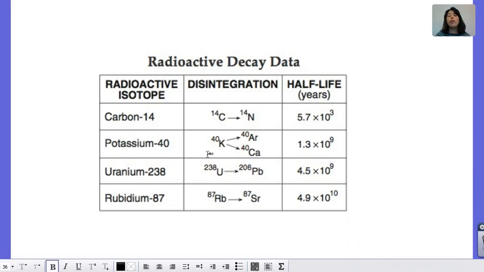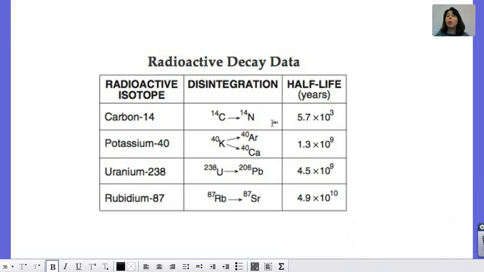Right here are 4 radioactive isotopes that we're going to look at in earth science. Okay, we have carbon-14, which breaks down into nitrogen-14, and it takes this carbon-14 5,700 years to have half of the isotopes in that sample break down. We also have potassium-40. That will take 1.3 billion years for half of the isotopes in that sample to break down.